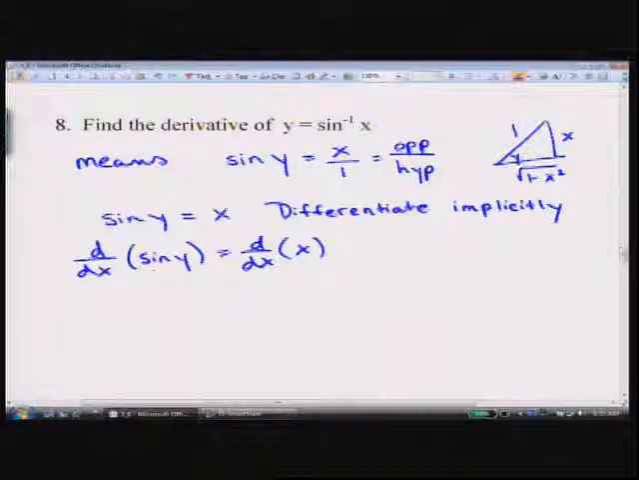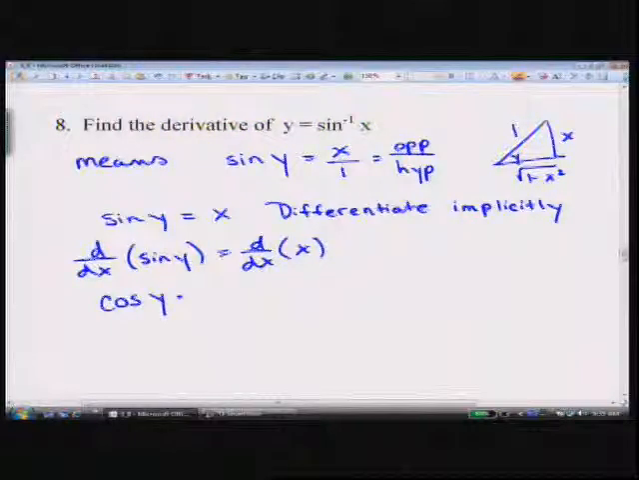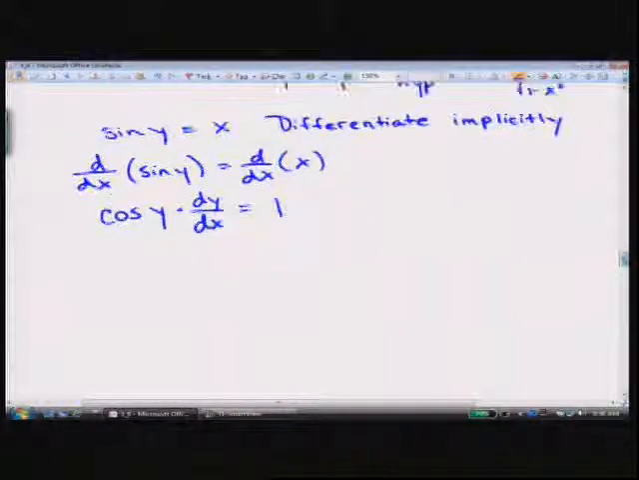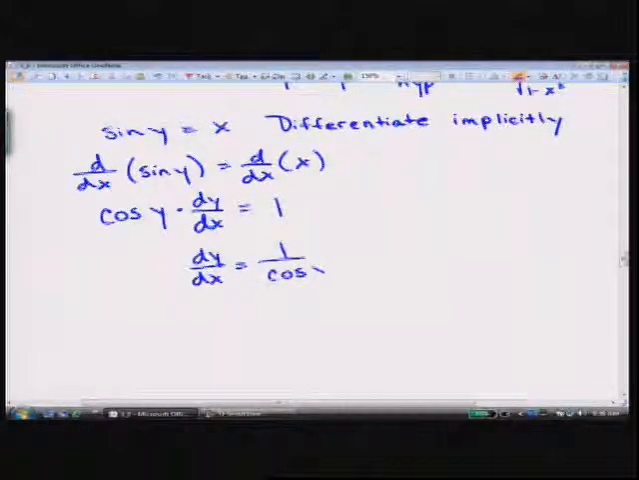What's the derivative with respect to x of the sine of y? The outer function is the sine. What's the derivative of the sine? It's going to be cosine of y times the derivative of the inner function, which is dy dx. That's your implicit differentiation. What's the derivative with respect to x of x? 1. Y'all with me? Now, what do we do in implicit differentiation? Yeah, we solve for dy dx. Good. And so this is going to be dy dx equals 1 divided by the cosine of y.